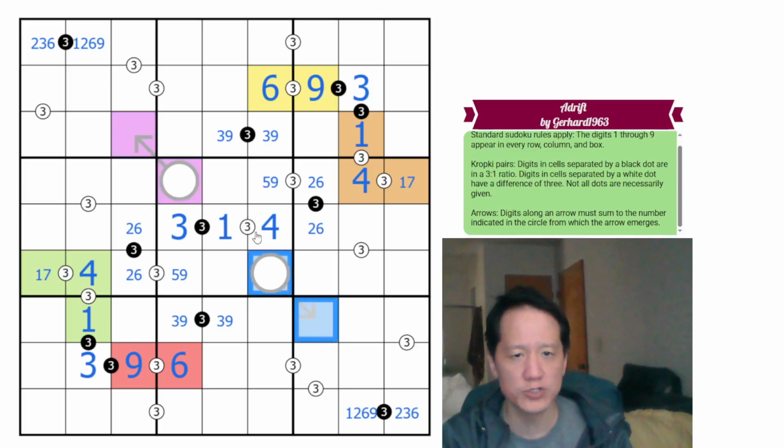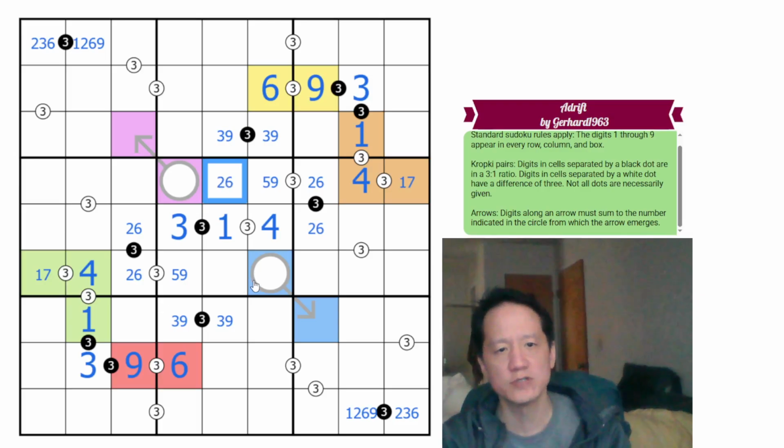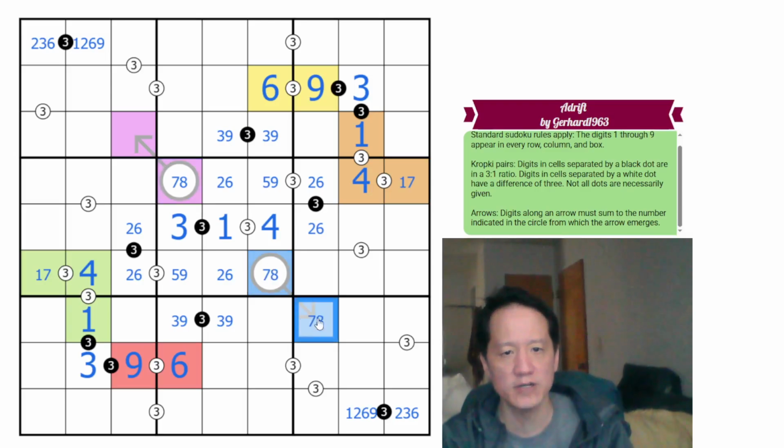Where are the 2 or 6s in the rest of this box? It has to be here and here. Because again, this can't be 2 or 6 because we have the 2, 6 pair here. This can't be 2 or 6 because of the 2, 6 pair. Therefore, neither of these can be 2 or 6. Therefore, this is 2 or 6, and this is 2 or 6. And this has to be 7 or 8. This is 7 or 8.